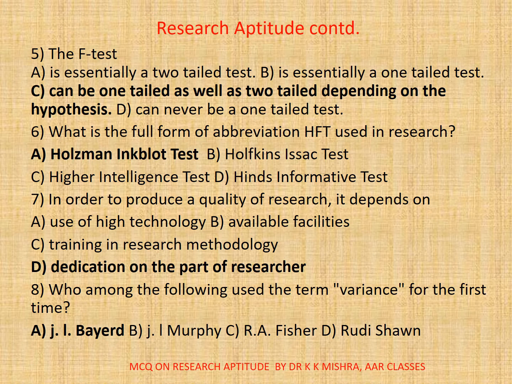6. What is the full form of abbreviation HIT used in research? Holtzman Inkblot Test. Correct option is A. 7. In order to produce quality of research, it depends on... correct option D, dedication on the part of researcher. 8. Who among the following used the term variance for the first time? Correct option is A.